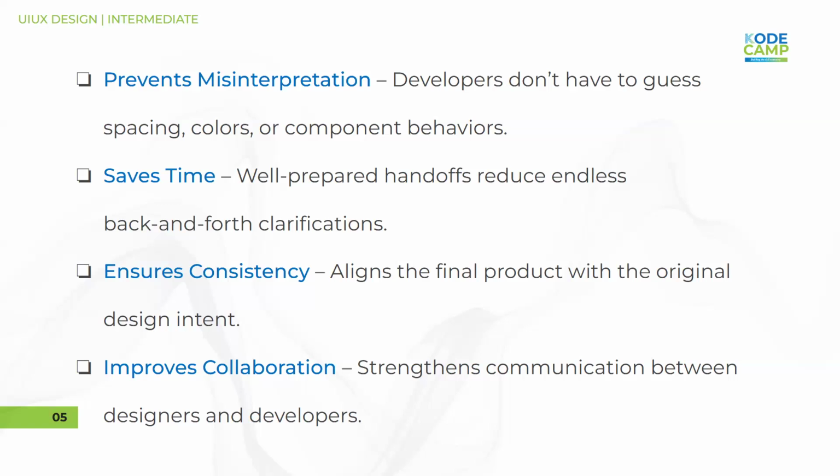Number three, it ensures consistency. This aligns the final product with the original design intent. When there is no handoff, or a sloppy handoff, it's like playing telephone, where your original design vision gets distorted by the time it is coded. But a detailed and organized handoff keeps the final product exactly as designed, with the same style, the same interactions, and the original feel.